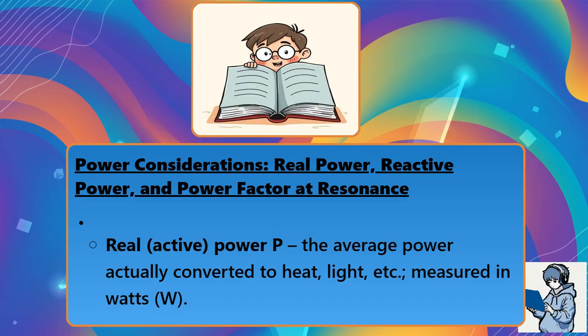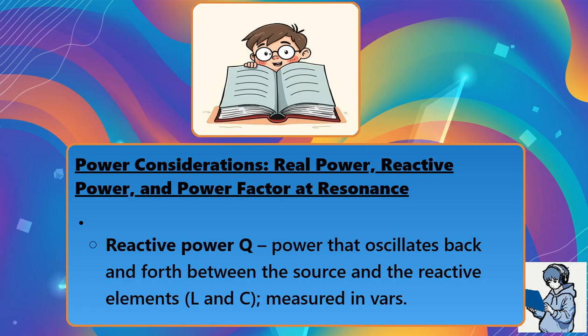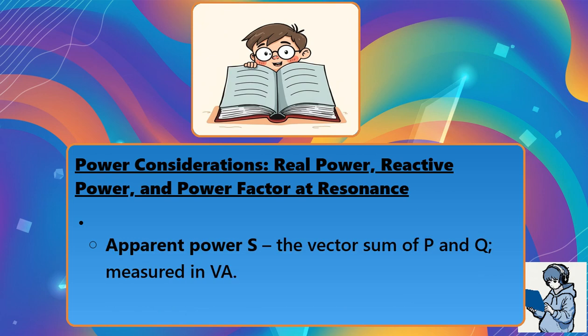Real active power P, the average power actually converted to heat, light, etc., measured in watts. Reactive power Q, power that oscillates back and forth between the source and the reactive elements L and C, measured in VARs. Apparent power S, the vector sum of P and Q, measured in VA. At resonance, the reactive parts cancel, so the circuit draws only real power.